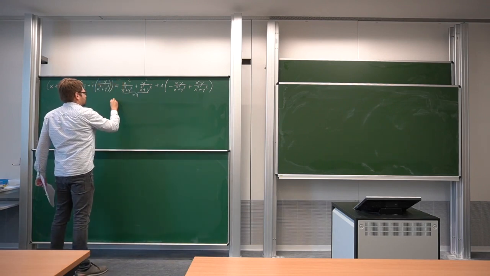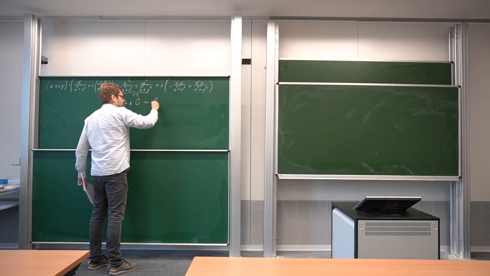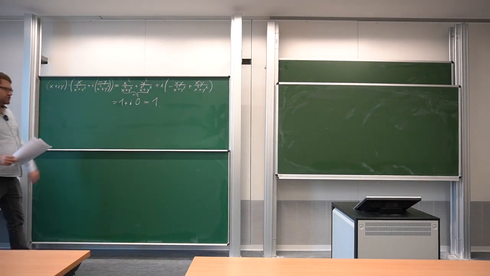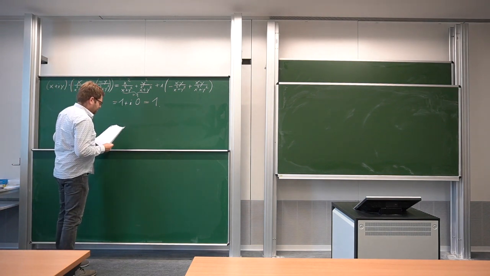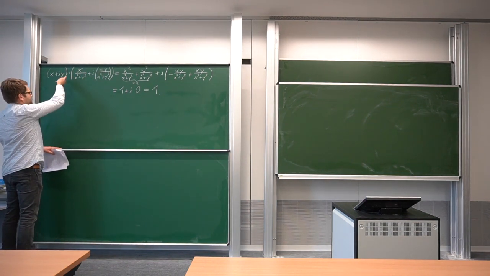So what we get is 1 plus I times 0, and this is nothing but the neutral element of the multiplication, which we wanted. So just using the multiplication rules, this shows that this is indeed the inverse in this direction, and for the other multiplication, we need to show the other way around.